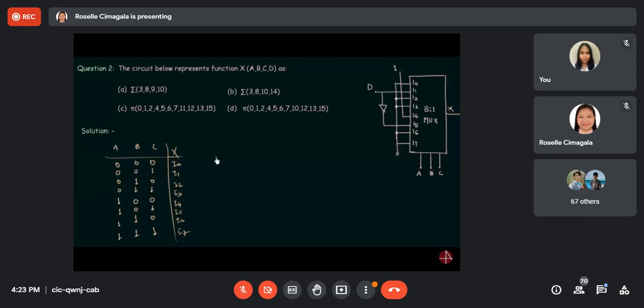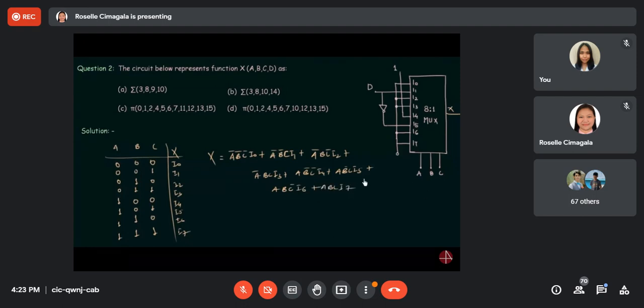Now we have to find out the Boolean expression for x. So x is equal to A complement B complement C complement I0. I will write it down very quickly. You can also do it by yourself. A complement B complement C I1, A complement B C complement I2, A complement B C I3, A B complement C complement I4, A B complement C I5, A B C complement I6, A B C I7.